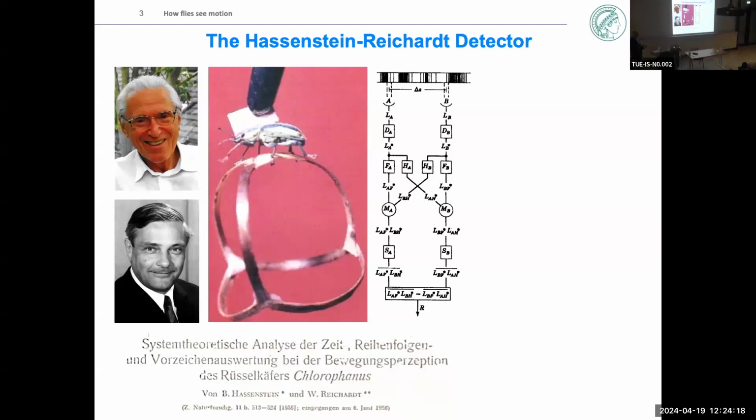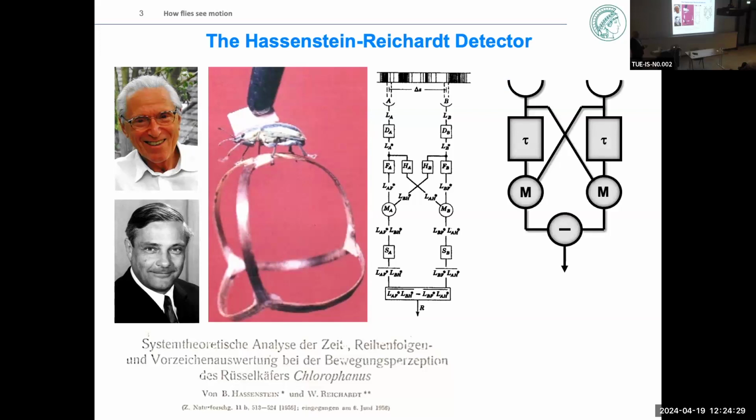And this is the model with all the bells and whistles, with all the different filters, hard to interpret at first sight. But this is the model in its essence. This model consists of two mirror-symmetrical subunits, one in blue here, which is tuned to rightward motion, and one in red, which is tuned to leftward motion.